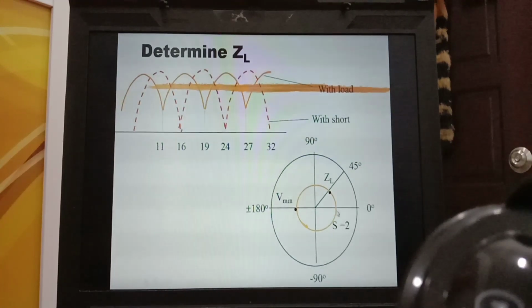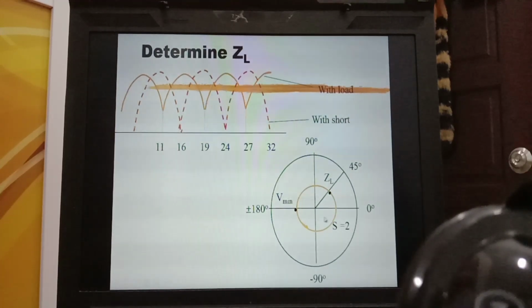So starting from this point on the Smith chart, we can find the point where R equals 2 and draw a constant mismatch circle. From the features of the Smith chart, we know that the impedance will change along this constant mismatch circle as we move away from the load.